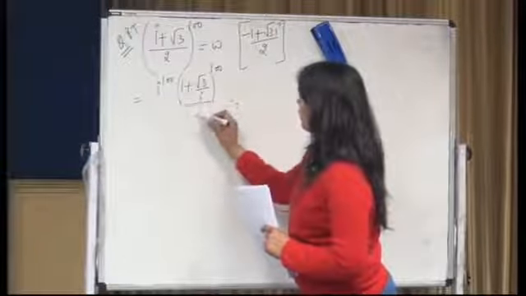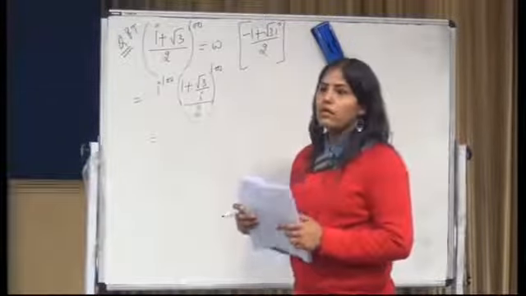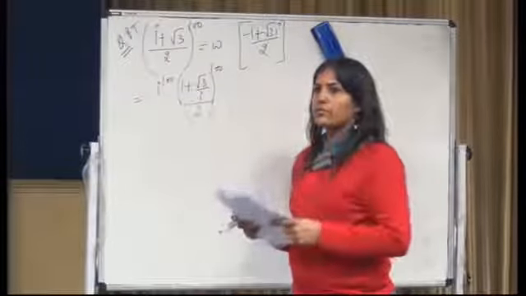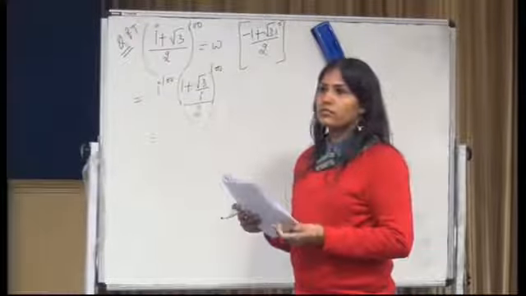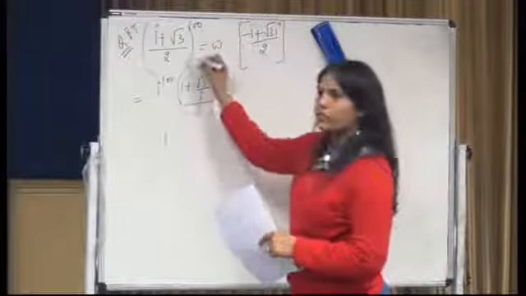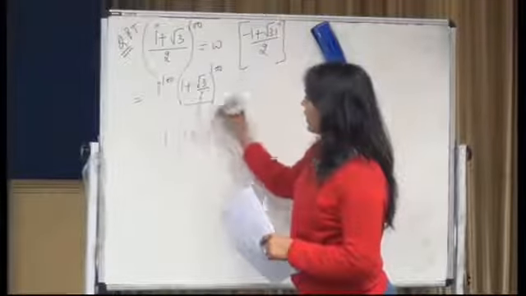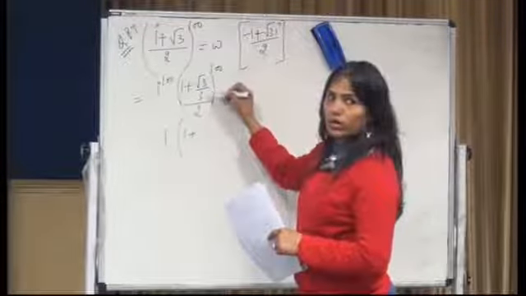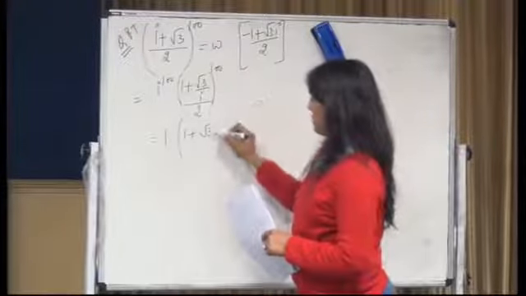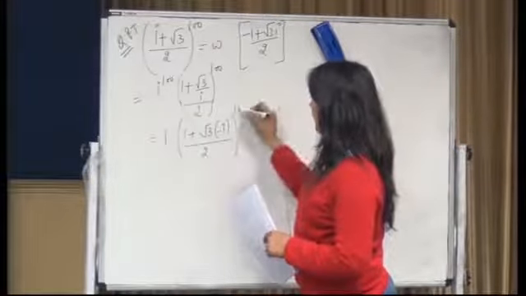Is it fine? Iota to the power 100, quickly tell me. Multiple of 4 will be 1. Yes, it will be 1. 25 fours, so it is a multiple of 4. So 1 plus 1 by iota, which I have already told you, will be minus iota by 2. Till here fine.